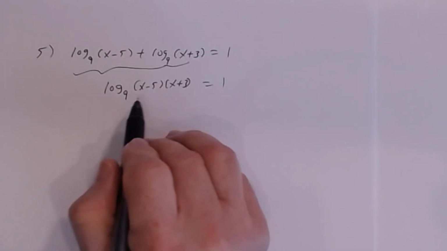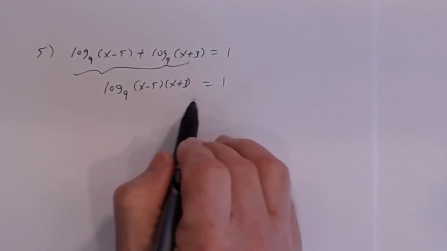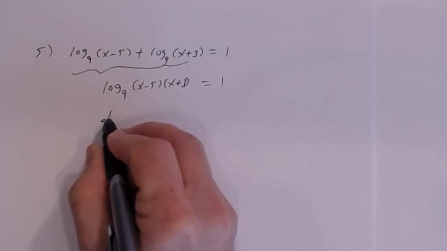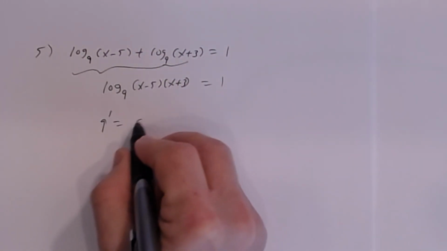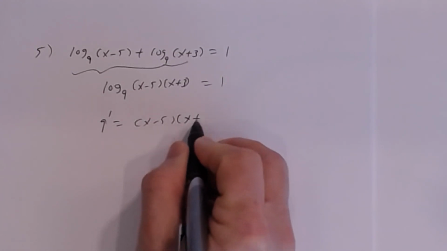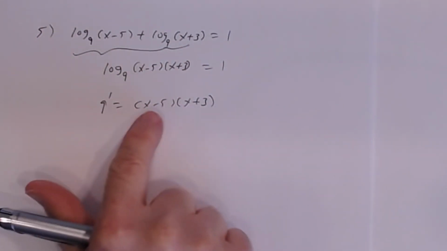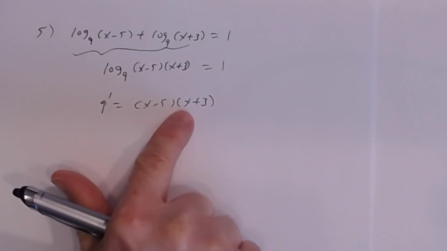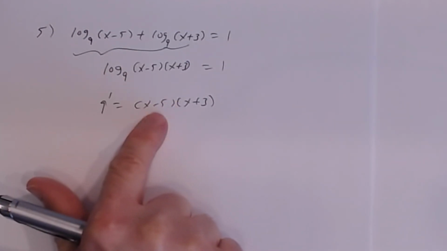And now since that's a single logarithm, I can change it to an exponential. 9 to the first power equals the argument, x minus 5 times x plus 3. And so now you've got to get rid of these parentheses, right? So you're going to FOIL. And when you FOIL, do you see that this is quadratic? So you're going to factor at some point.